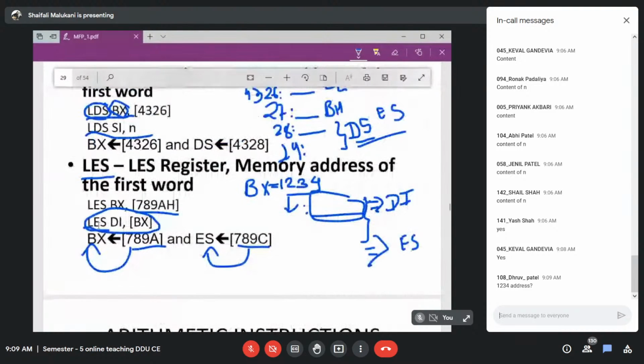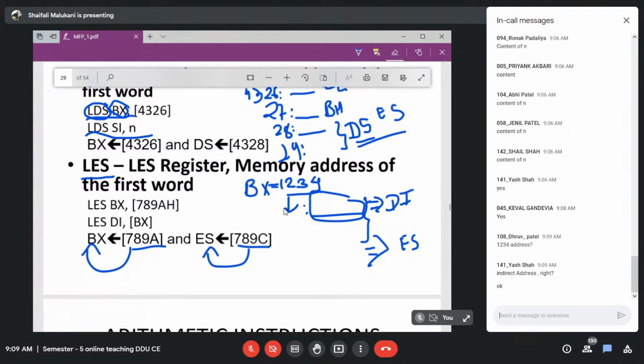1234, yes, the content of BX should be taken as address. Why 1234? Because 1234 is the value of BX. Value of BX in square brackets should be taken as address, right? So that address, yes, it is indirect one. This is indirect mode.